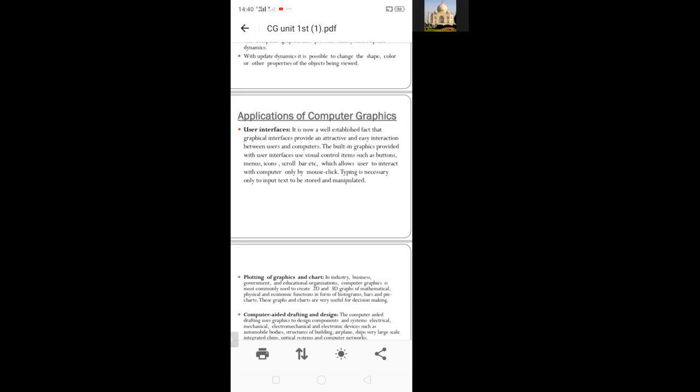The built-in graphics provided with the user interface use visual control items such as buttons, menus, icons, and scroll bars, which allow the user to interact with computers only by mouse click. Typing is necessary only to input text to be stored and manipulated.